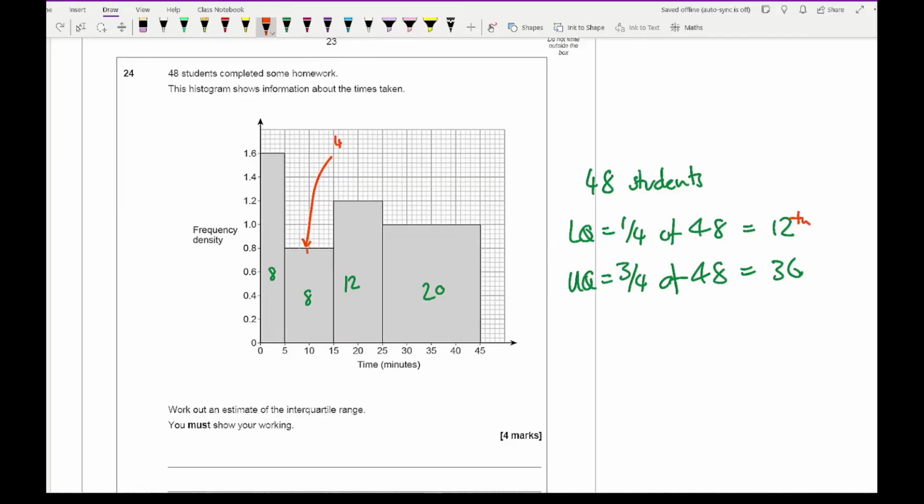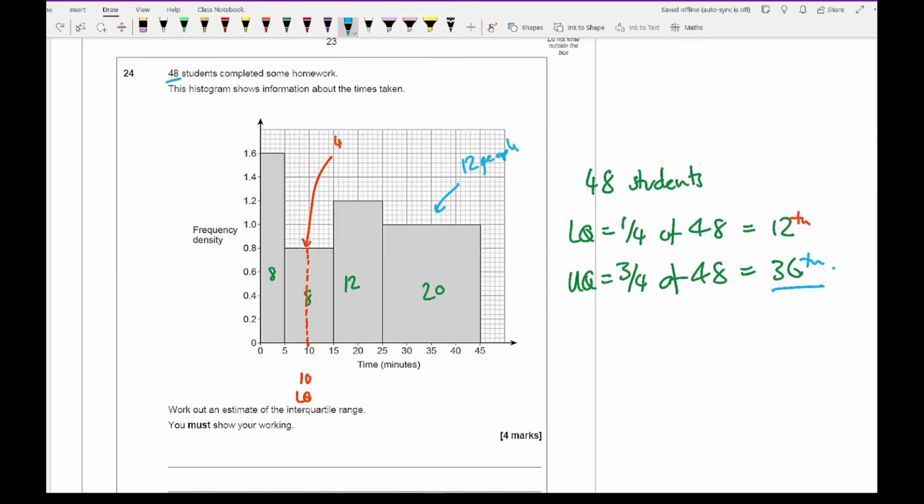So what I need to do is split this box into 2. If I split that box into 2, then that's going to give me 10. So that's my lower quartile value. Now to work out the upper quartile, I need to work out where the 36th person is going to be. If there's 48 people, then I need to do 48 take away 36, which means 12. So I need to minus 12 people from this box.